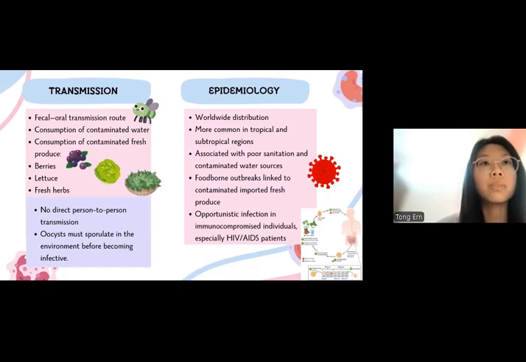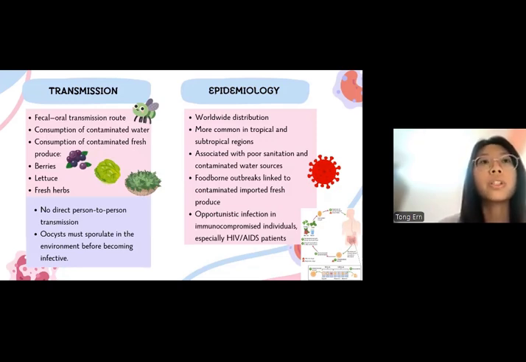The important point is there is no direct person-to-person transmission. This is because the oocysts passed in human feces are not immediately infective. They must first undergo sporulation in the environment before they become infective. In terms of epidemiology, Cyclospora cayetanensis has a worldwide distribution, but is more common in tropical and subtropical regions.